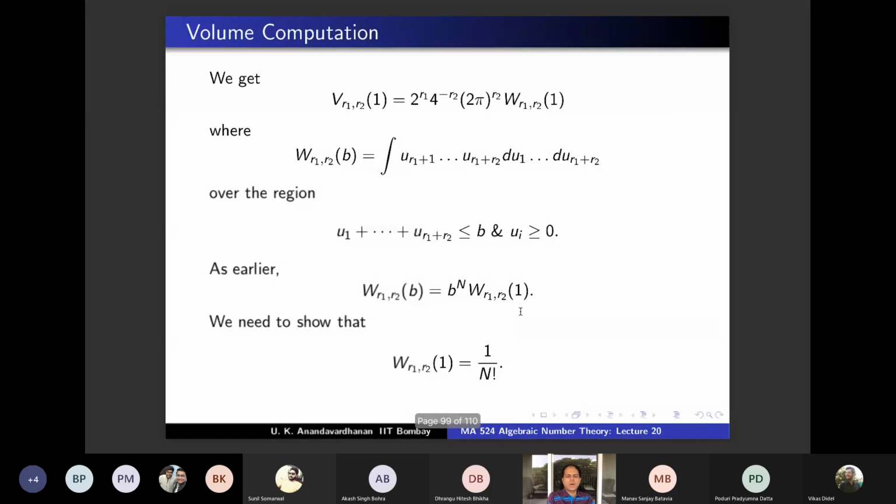We have to show that this is 1 by n factorial. It's a beautiful trick, right? So you have this kind of a multi-integral and the answer is 1 by capital N factorial, and it's very easy. Okay, so let's do it.